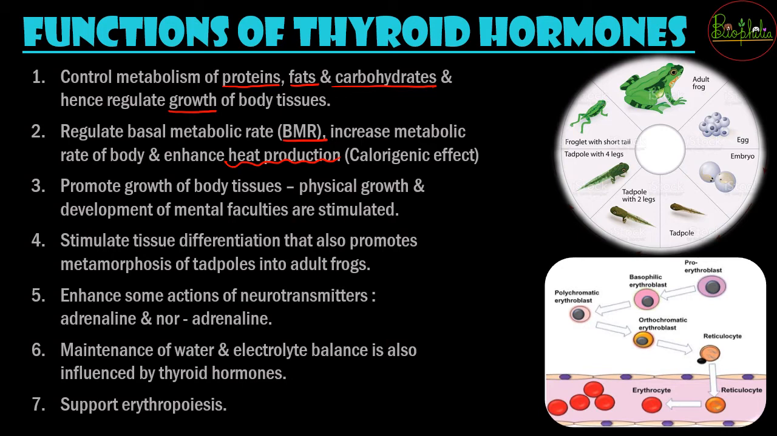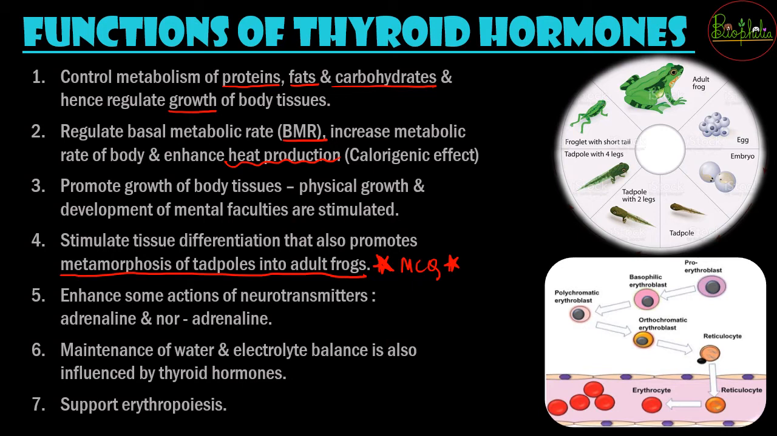Again, that is a part of metabolism and increase in the growth of body. And it is also going to be important in the metamorphosis of tadpoles into adult frogs. So this is a very important point to remember, because this is asked in questions: कौन सा hormone है which is involved in metamorphosis of tadpoles into adult frogs. So it is nothing but the thyroid hormone. So even thyroid hormone is going to be secreted in the tadpoles so that it can convert into adult frogs.